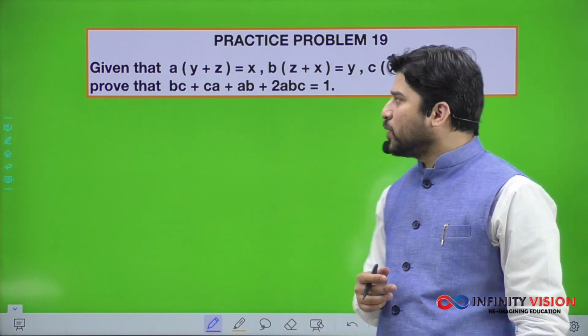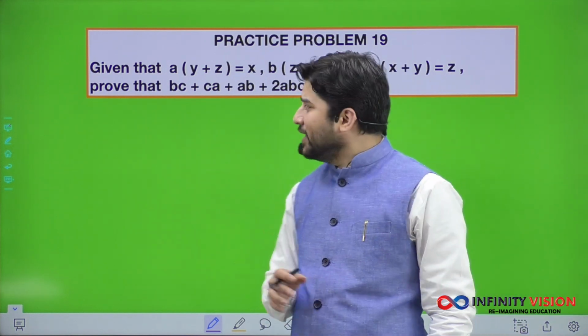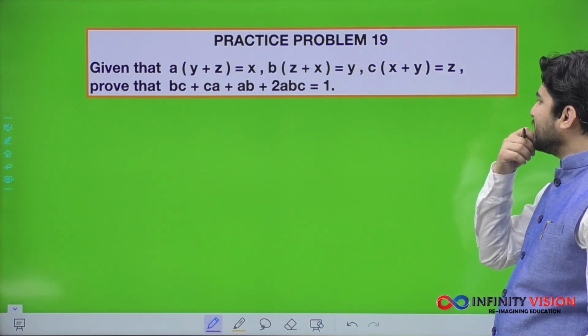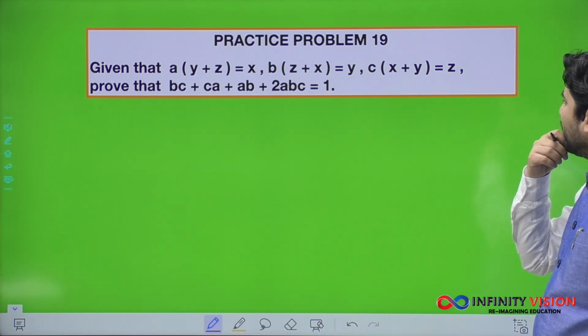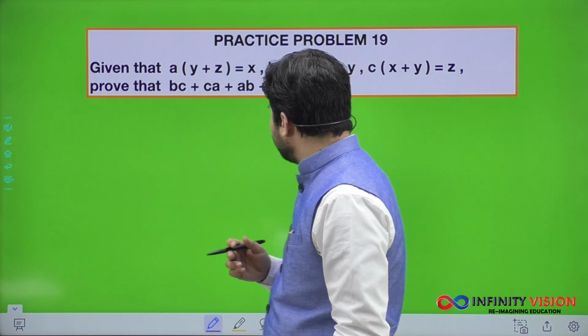Let's read our next problem, that is practice problem 19. Again on the same line. Given that a into y plus z equals x, b into z plus x equals y, and c into x plus y equals z, show that bc plus ca plus ab plus 2abc equals 1.